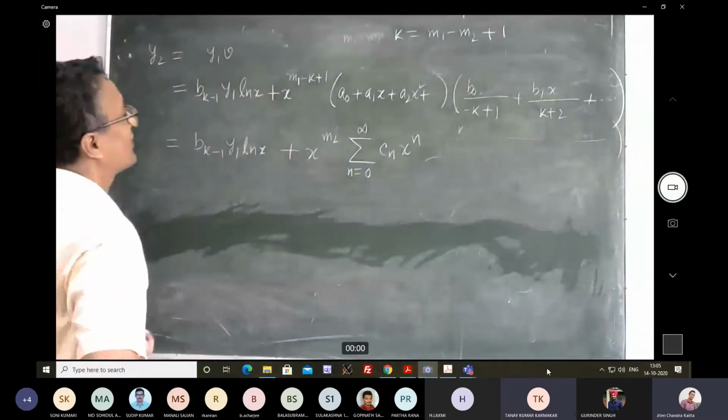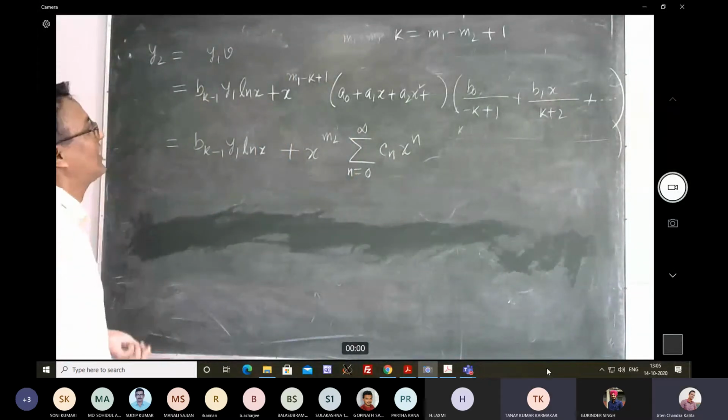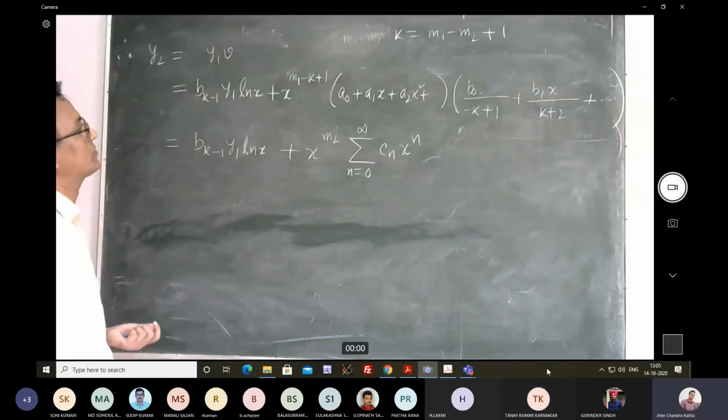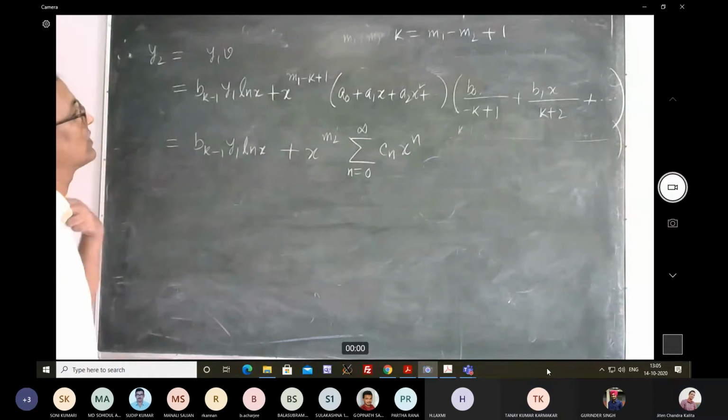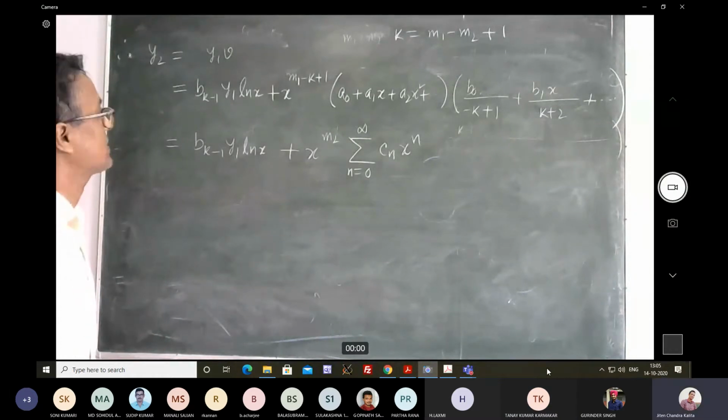Sir, where does K belong to? No, K is an integer. K is an integer. Okay, K is an integer.